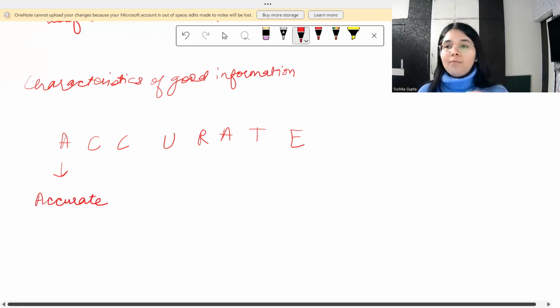The very first A represents accurate itself. The information that you are providing to me should be accurate. Only then it will have a meaning for me. Only then it will be useful for me. If you're giving me the wrong numbers, the decisions I make based on that information will also be inaccurate, and this will ultimately forfeit the entire reason why I am getting good information. There will be no value that I obtain from this if the information that I have is not accurate. Then the second thing, which the C represents, is complete.